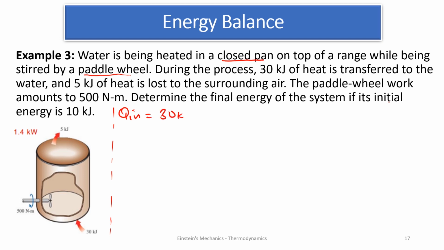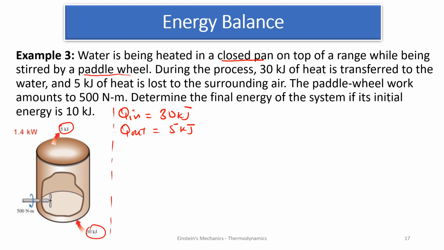30 kJ was transferred to the water. Then 5 kJ of heat is lost to the surrounding. That will be heat out. It's lost, 5 kJ. Are we good? The paddle wheel, look at the diagram. Always the diagram will help you. So during the heating, 5 kJ was moving out. 30 kJ was moving in.